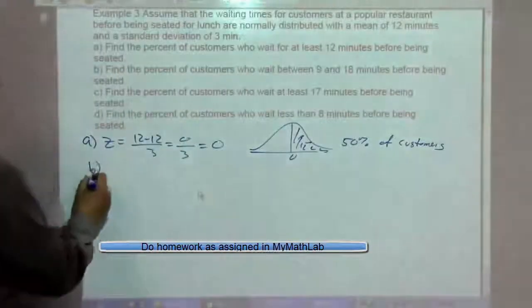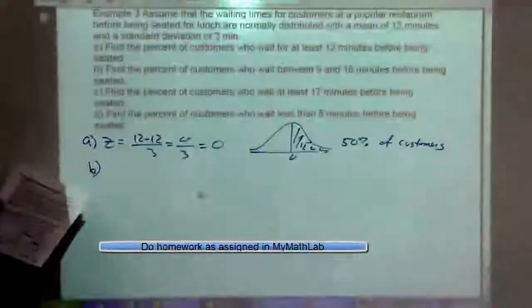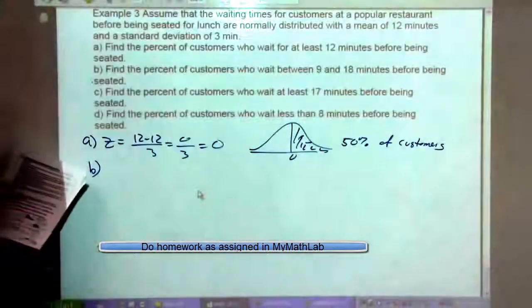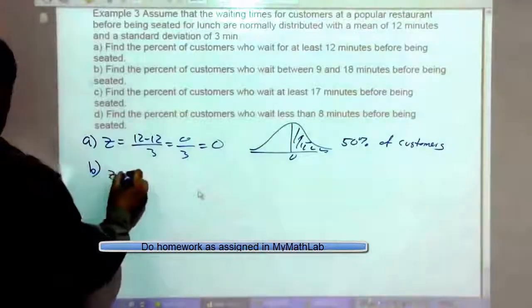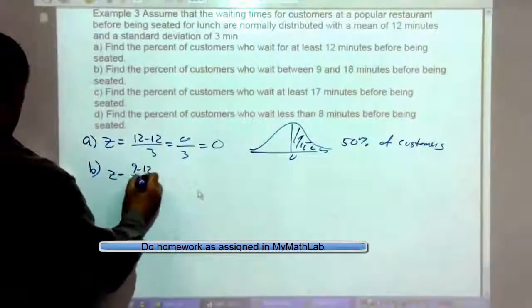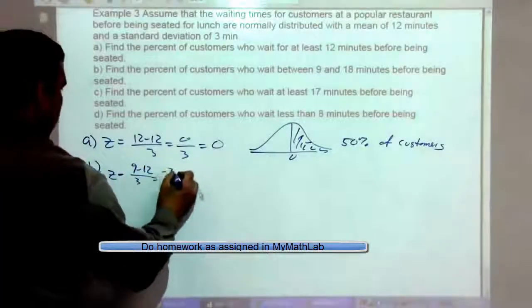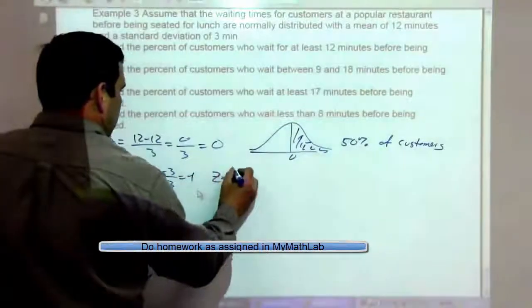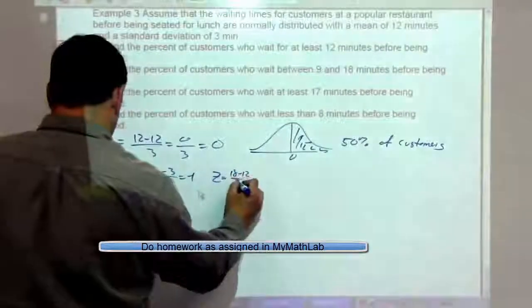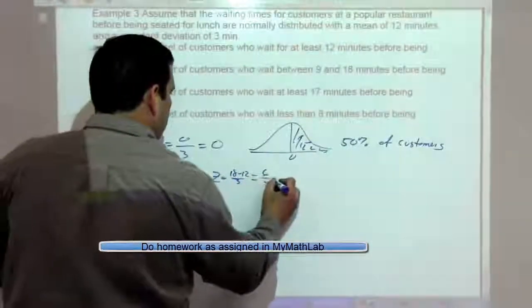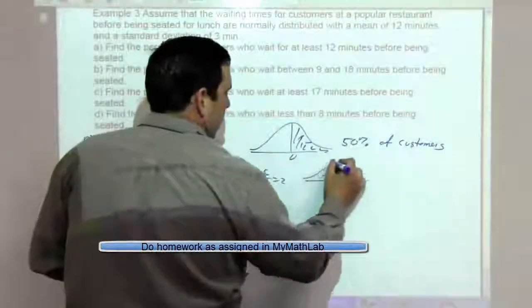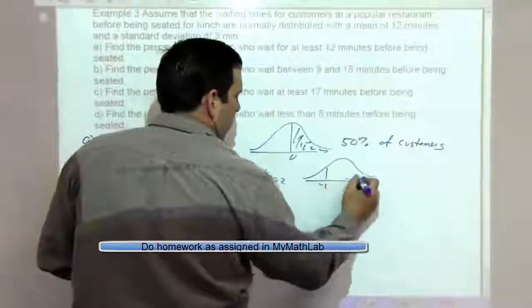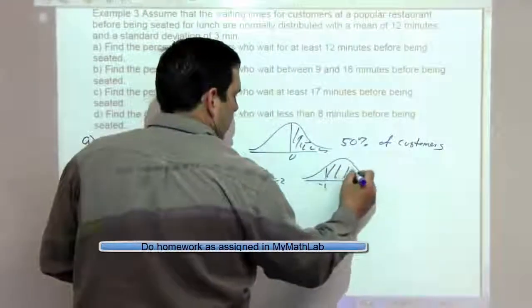For B, find the percent of customers who wait between 9 and 18 minutes before being seated. So Z would be 9 minus 12 over 3, negative 3 over 3, which is negative 1. And Z equals 18 minus 12 over 3, 6 over 3, which is 2. So we're looking at this curve from negative 1 to 2.